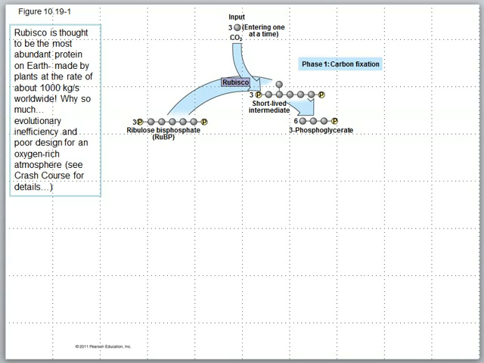So let's take a look at the Calvin cycle. The first part is where carbon dioxide enters into the cycle. That carbon dioxide came from the air. It enters basically through this process one molecule at a time. Phase 1 is called carbon fixation. In carbon fixation, that carbon dioxide is fixed into a short-term intermediate molecule.